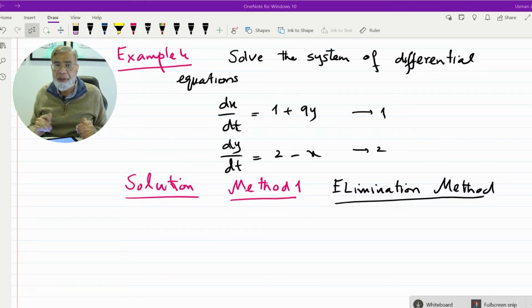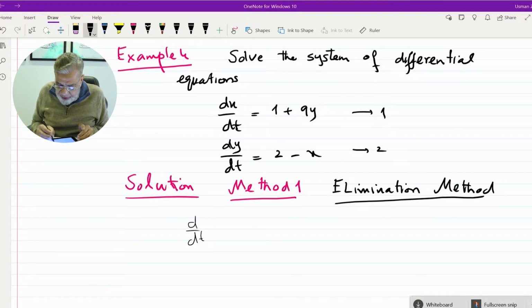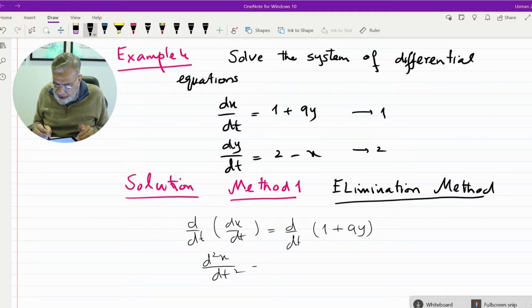I am going to differentiate equation 1 with respect to t, taking the second derivative. So we get d/dt of dx/dt, and differentiating both sides of 1 + 9y, on the left I get d2x/dt square, and on the right hand side d/dt of 1 is 0, and I get 9 dy/dt.